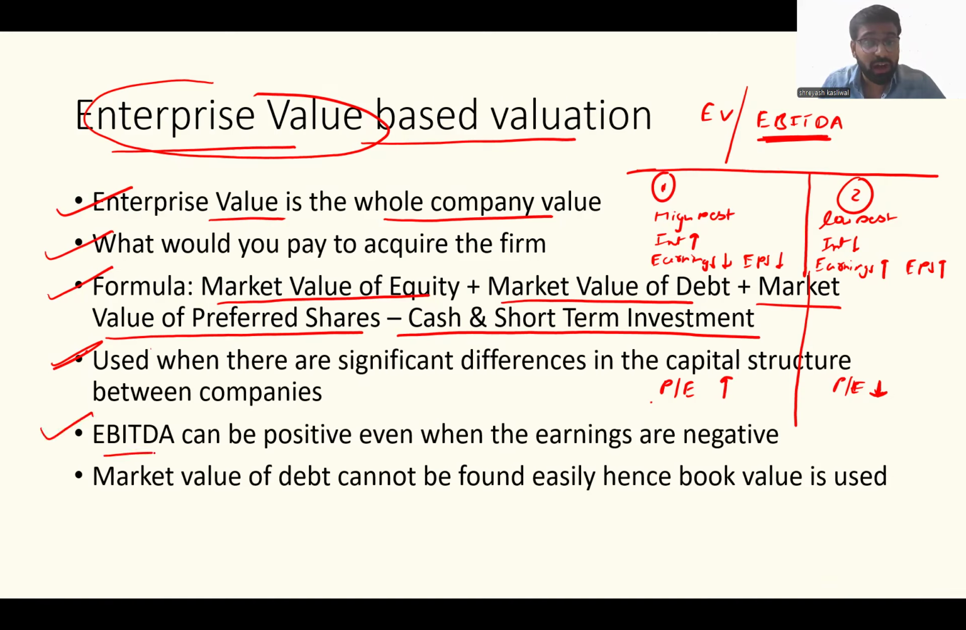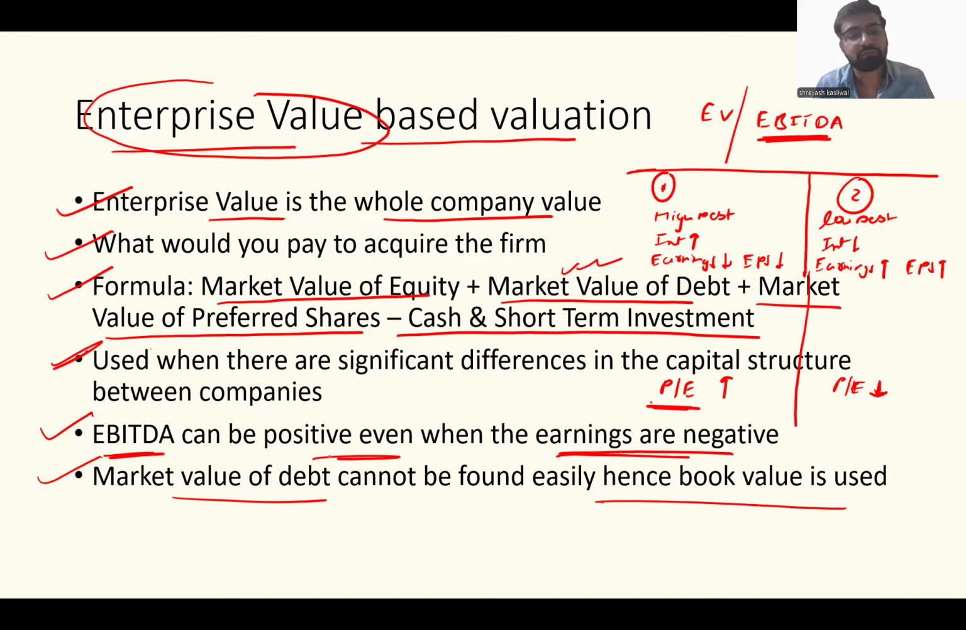And sir, generally EBITDA is positive even when the earnings of the company are negative. So even if the company is suffering from losses, generally you will see that the EBITDA is positive. That means if EPS is negative or earnings after tax are negative, your EBITDA is usually seen to be positive. So sir, if EPS is negative, can I use the P to E ratio? No, sir, because the denominator is negative, then how can you even find an answer? Okay, sir. And what if the market value of debt is not available easily? Then what do I do, sir? Then I use the book value of debt.